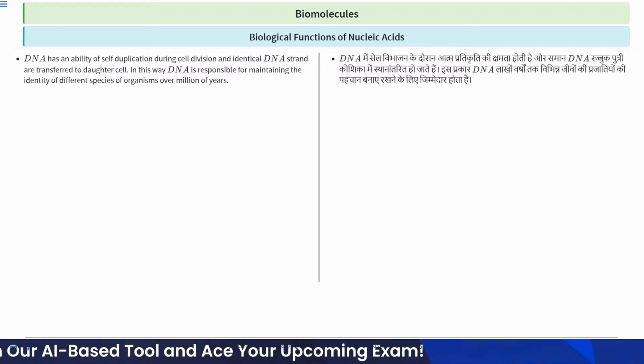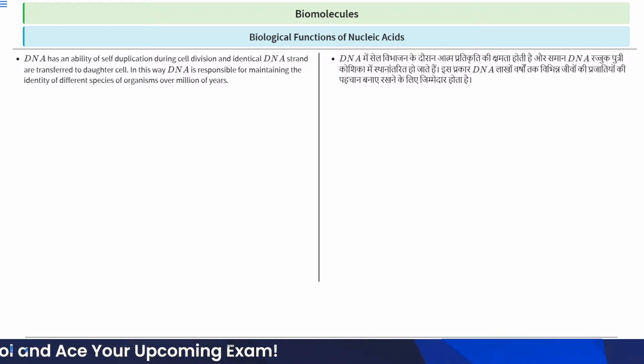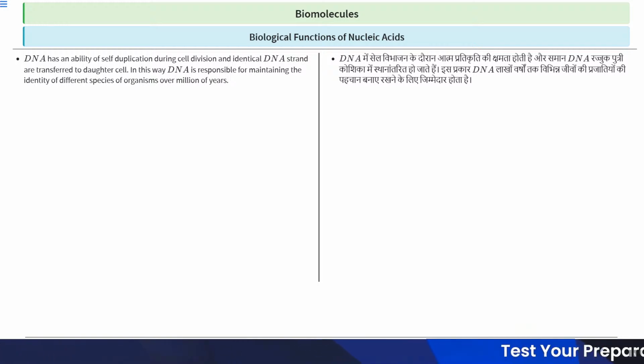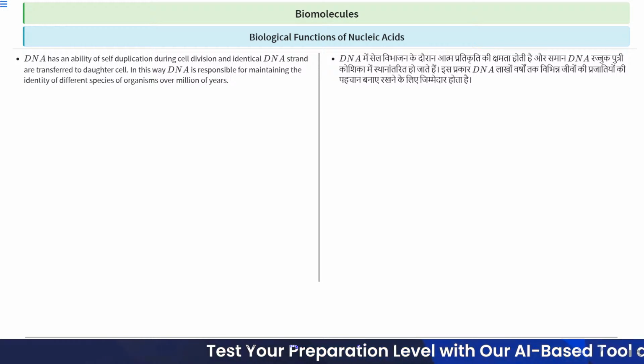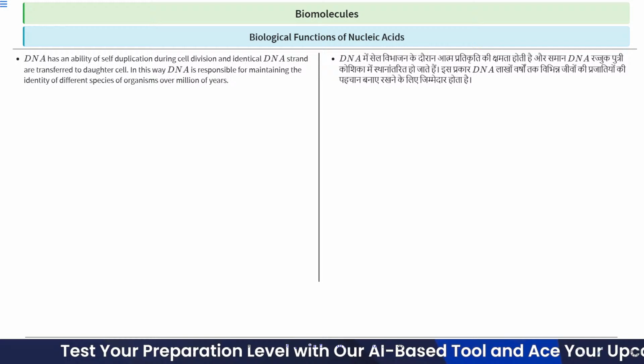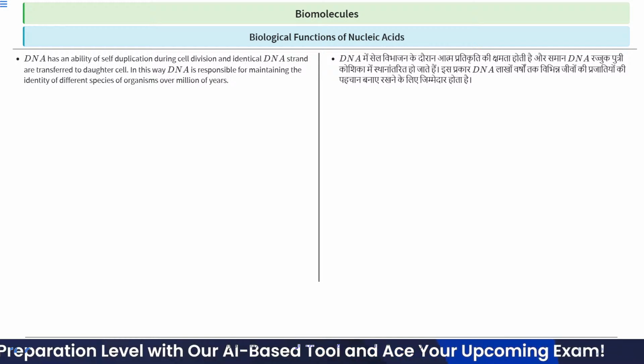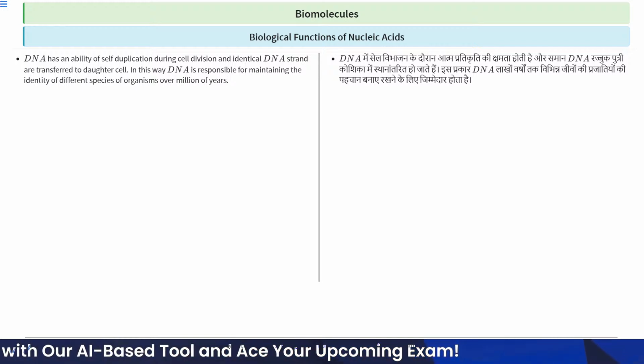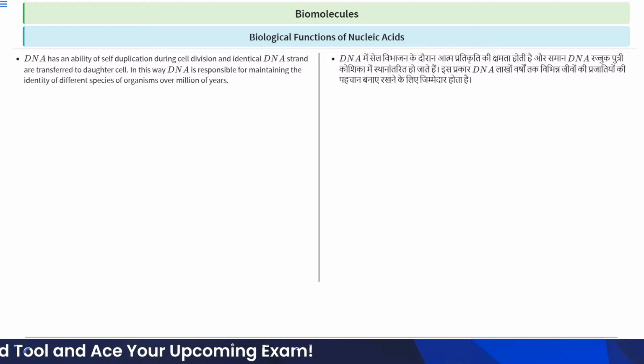And as DNA can self-duplicate and transfer its identical strand from one cell to another, from parent cell to the daughter cell, this is the way through which DNA is responsible for maintaining the identity of different species of organism for millions of years.